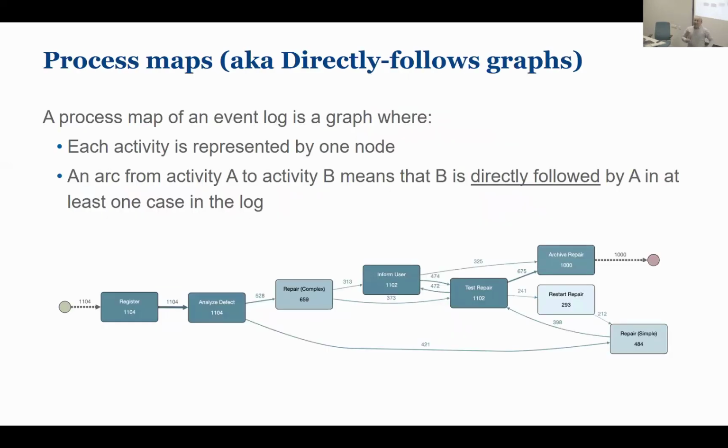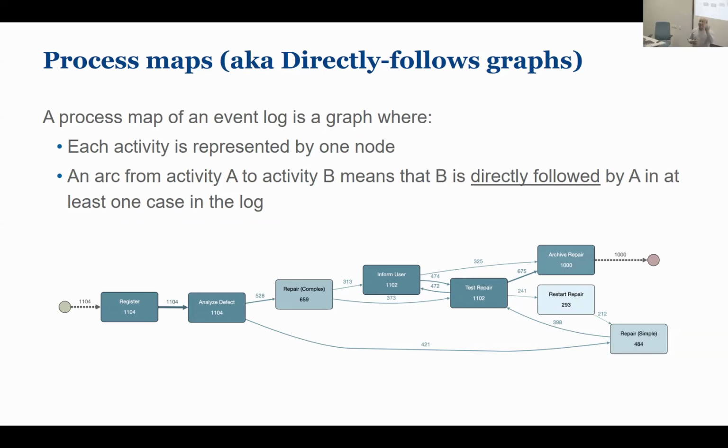So as I said, process mining tools usually allow you to discover two types of process models. One is simple ones called process maps, and the other ones are BPMN models. This week, we are going to see process maps, and next week, we are going to see BPMN models as well. A process map, which is also called a directly follows graph, is a boxes and arrows diagram.